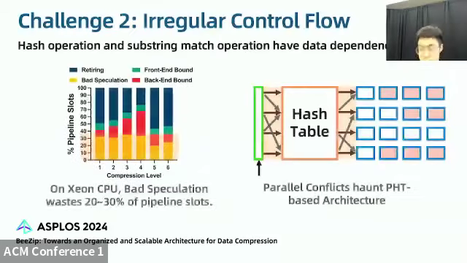The second challenge comes from the irregular control flow. The hash operation and the substring match operations have data dependency. On the one hand, profiling results from VTune show that bad speculations waste about 30% of the pipeline slots. When this phenomenon is reflected on the accelerator, it becomes a contention for hardware resources or a waste of idle ones. We define it as a parallel conflict.